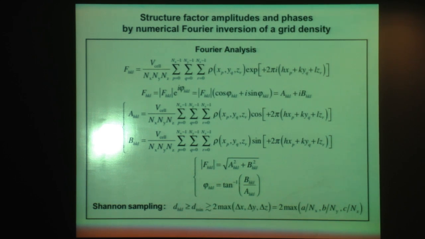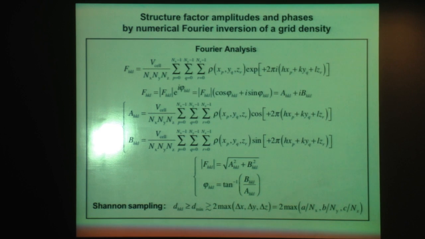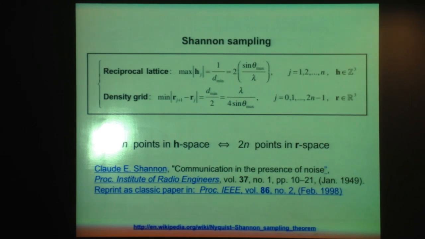Of course, Shannon was not concerned with electron density and crystal structure factor calculations. He was concerned with information theory, and information theory coded in terms of Fourier analysis of the time and frequency domain, rather than the reciprocal space and crystal space domains. But there's his law, his theorem for sampling.